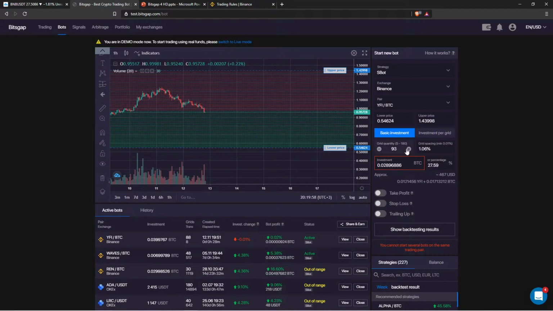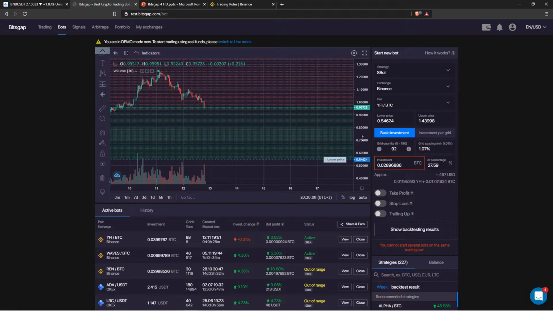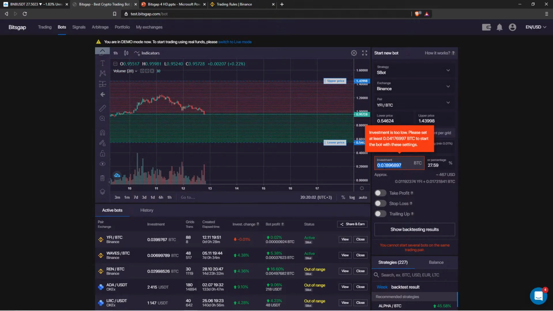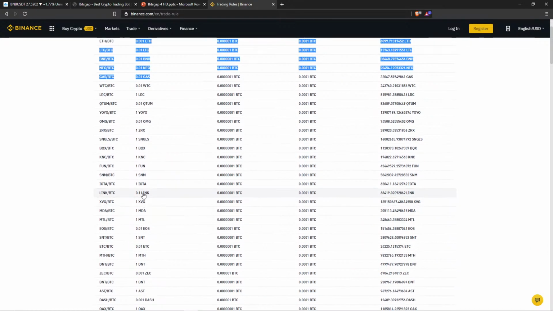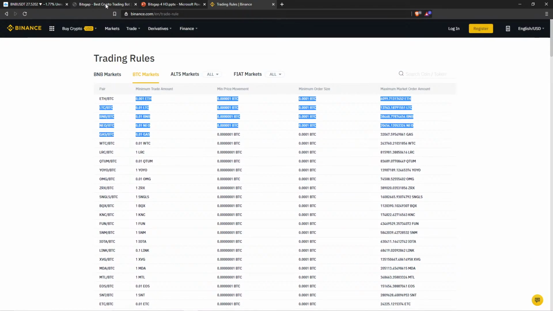Also, you have to take into account, basically, that the more grid levels you have, the more investment is required, because each grid level has its minimum trade size. That's why we take this into account. We have this fully automated. The system has this information, so it calculates it on your behalf.